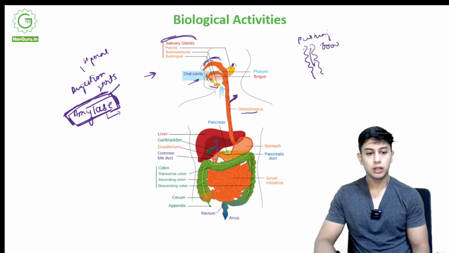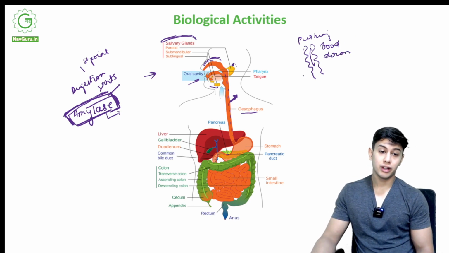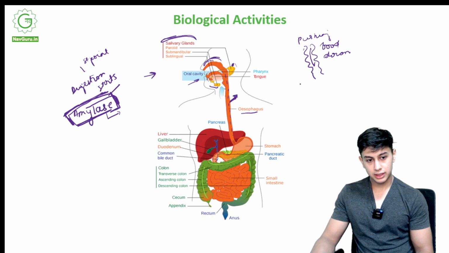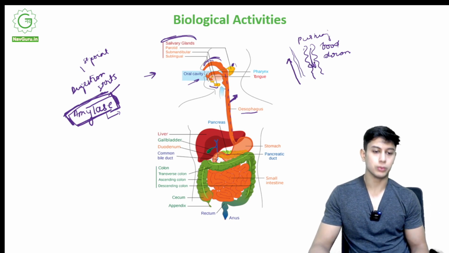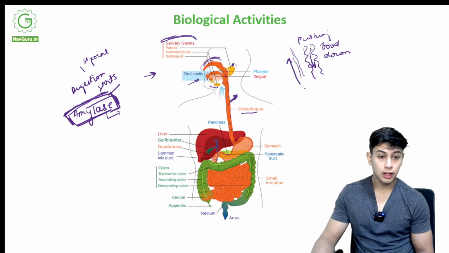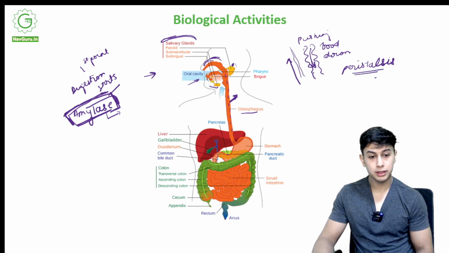food down. What happens when you vomit? During vomiting, this esophagus is pulling it up. It is a reverse contraction. But during digestion, it is going down. This is contraction, and this contraction is called peristalsis. Remember the name peristalsis.